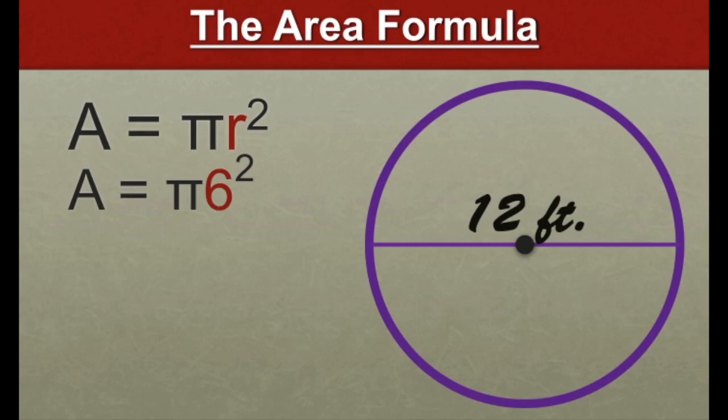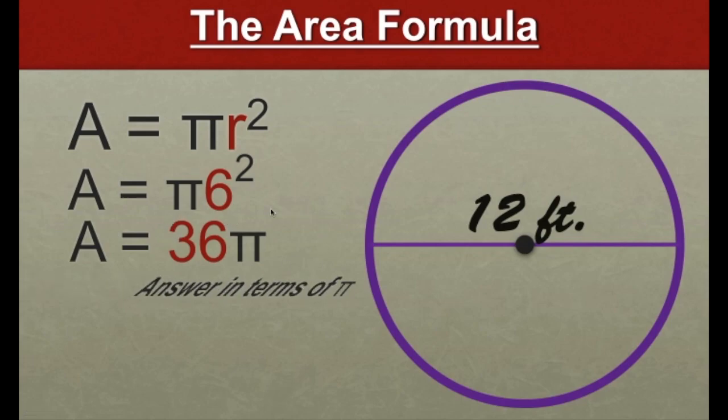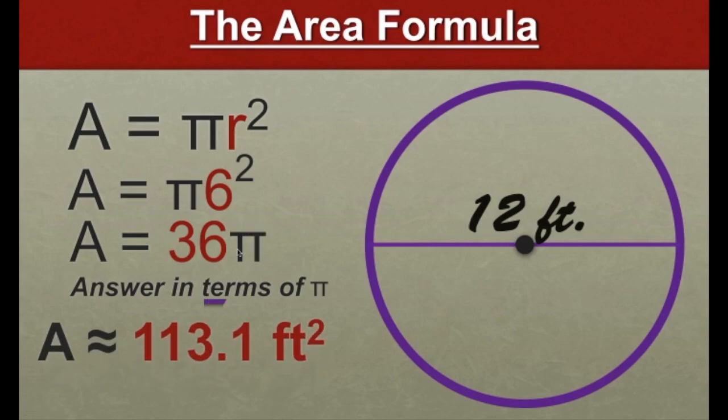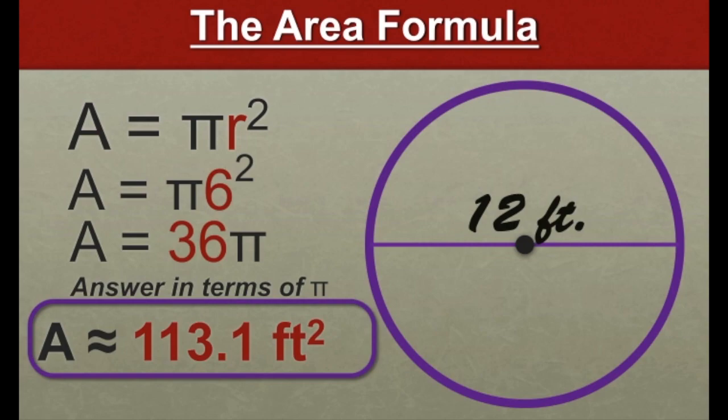So we plug that in. Area equals pi times 6 squared. Well, what's 6 squared? 6 squared is just 6 times 6. That's going to be 36 pi. This is my answer in terms of pi. It's called having our answer in terms of pi because we only have the number itself times pi remaining. That's the only remaining work we have. And now, when we use pi in the calculator, that's going to give us area equals approximately 113.1 feet squared.